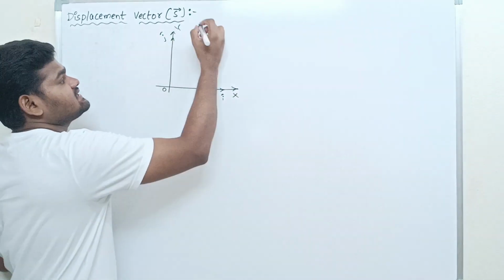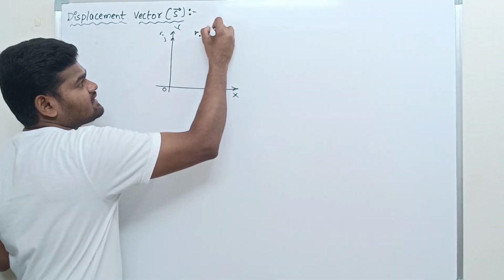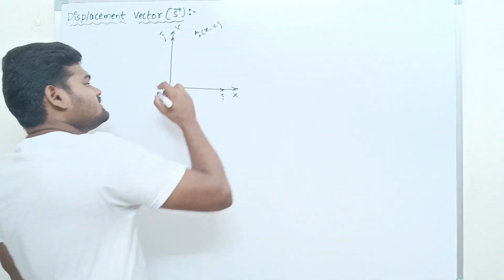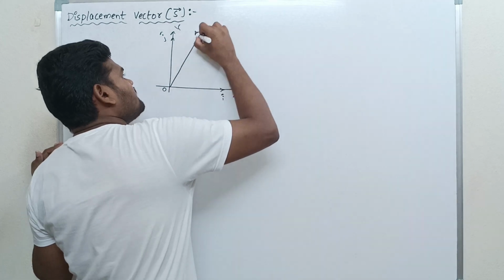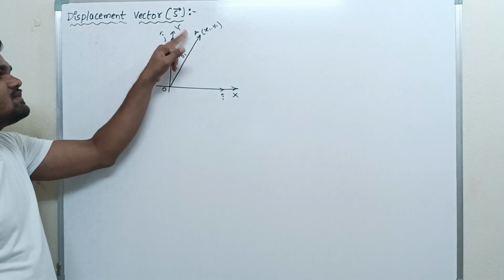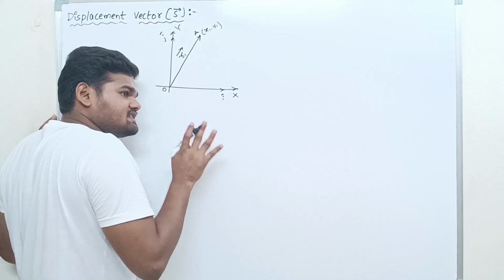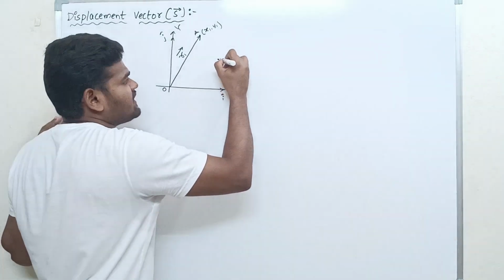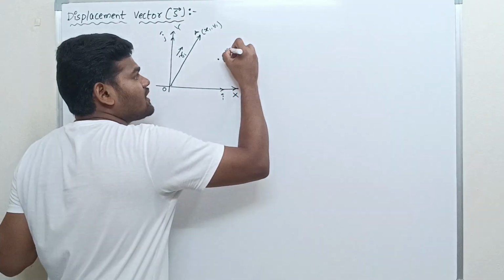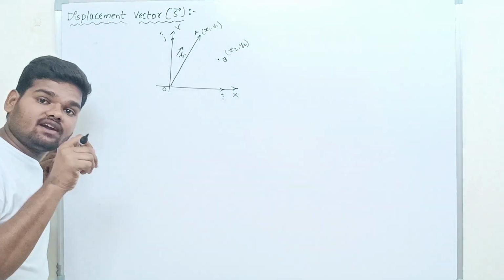In this two-dimensional coordinate system, there is a point A, and the coordinates of this point A are x1 comma y1. The position vector of this point A from the origin is r1 bar. In this coordinate system there is one more point, let us say point B. The coordinates of this point B are x2 comma y2.